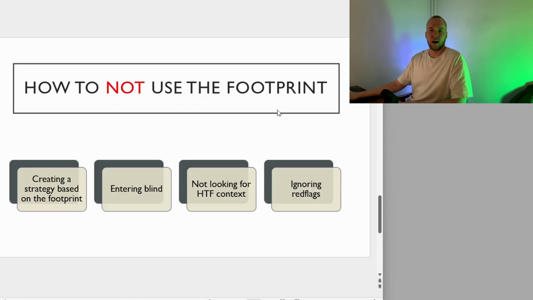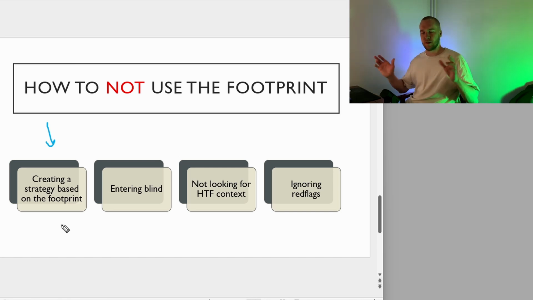And then we have how to not use a footprint chart. And this is, in my opinion, more important actually. So number one, you should most definitely not create a trading strategy that is based on the footprint. You should definitely not do that because it's not going to work. The footprint chart is mainly used for entries. It does not give you the overall context of the market. So you have to use something else to create your strategy on.